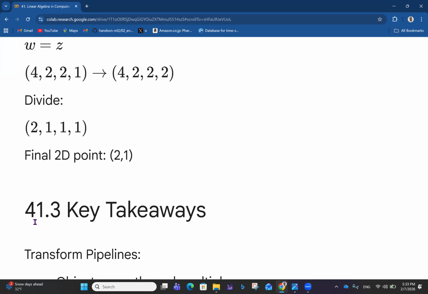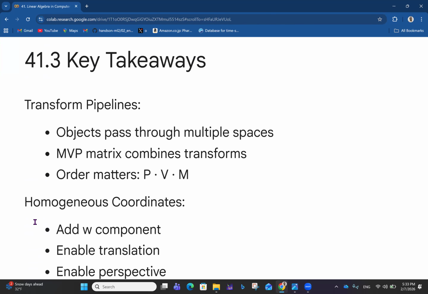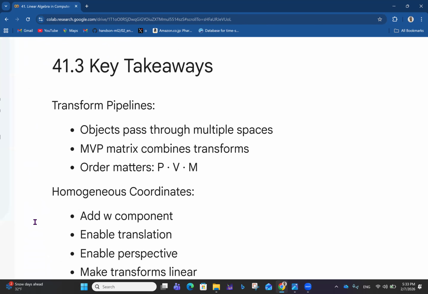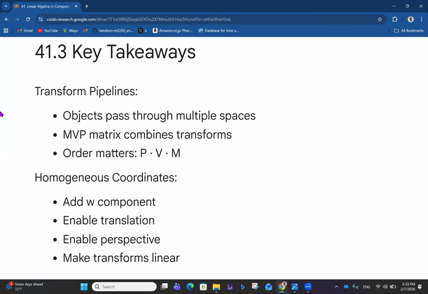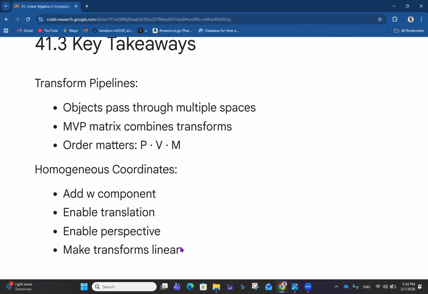Okay. So the key takeaways we see in this whole thing is that in pipelines, objects pass through multiple spaces. Then the MVP matrix combines transforms, and the order matters too. So you have projection matrix dot view matrix dot model matrix. For homogeneous coordinates, we add a W component, and this enables translation, enables perspective, and makes transforms linear.